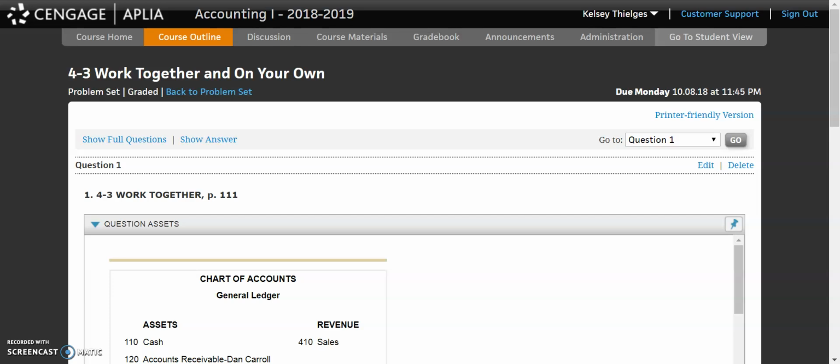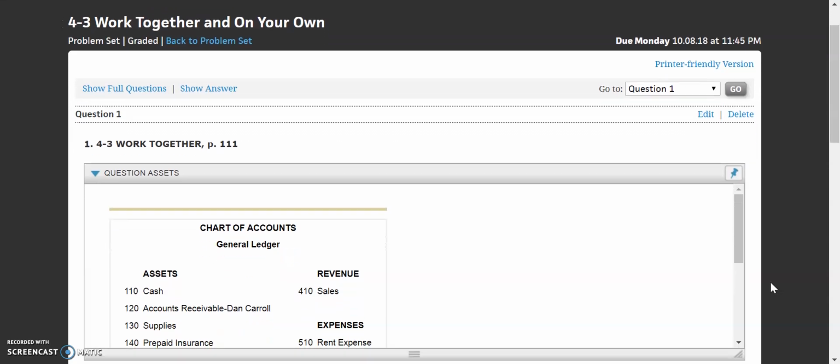Hello and welcome to our 4-3 work together problem, where we will be posting our special amount columns to our general ledger. So we continue on with our problem from yesterday.